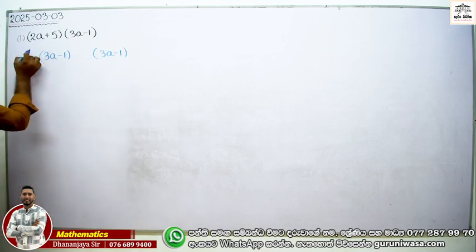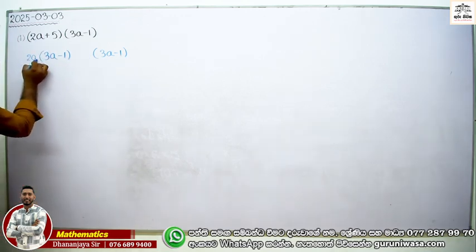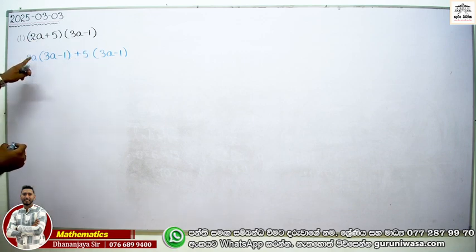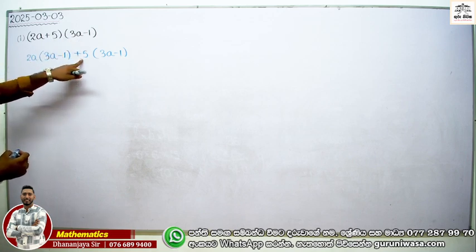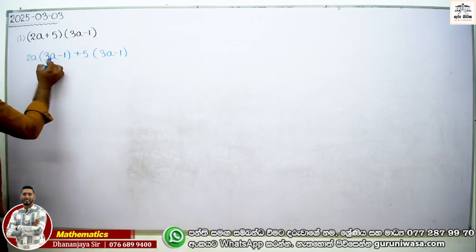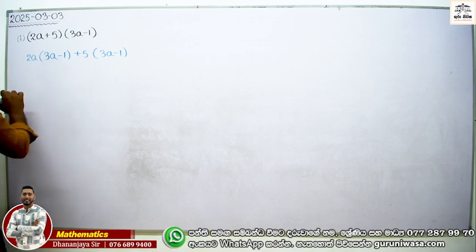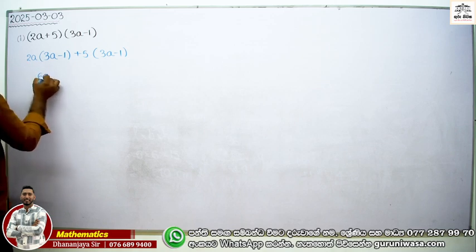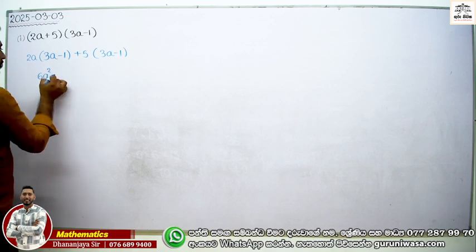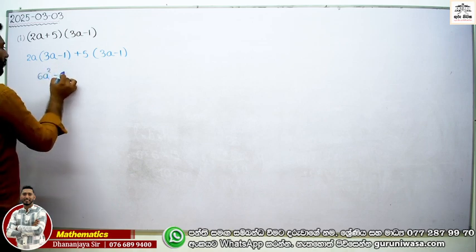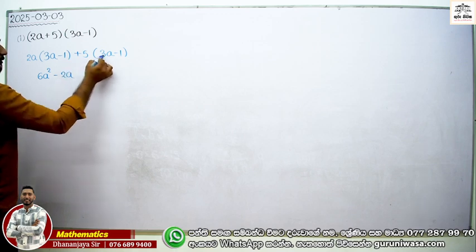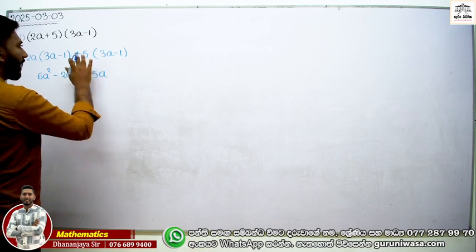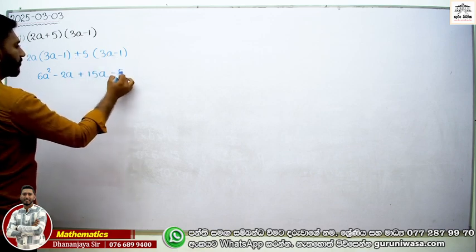The first term is in front of the expression, and the middle one becomes plus 5. The first term is multiplied by the second bracket, plus 5 multiplied by the second bracket. Now we can expand like this. 2a times 3a, plus into plus is plus, 2 times 3 is 6a squared. Plus into minus becomes minus, 2 times 1 is 2a. Plus 5 times 3a is 15a, and plus into minus is minus, 5 times 1 is 5.